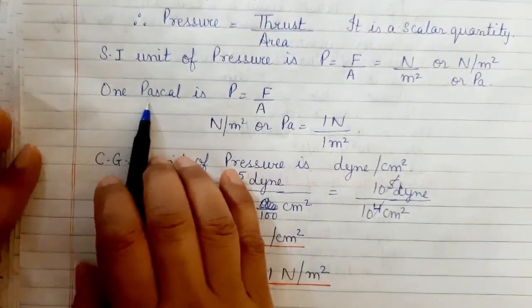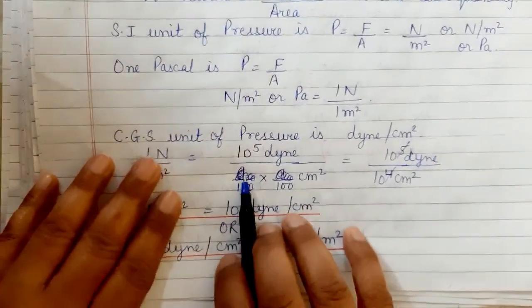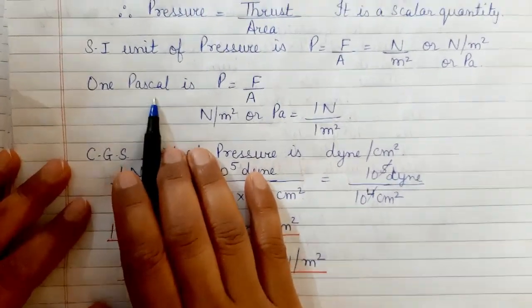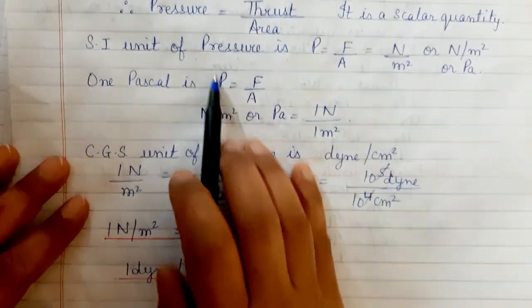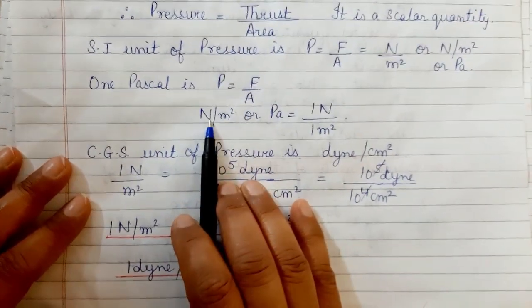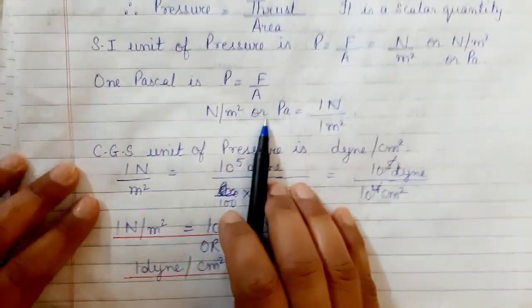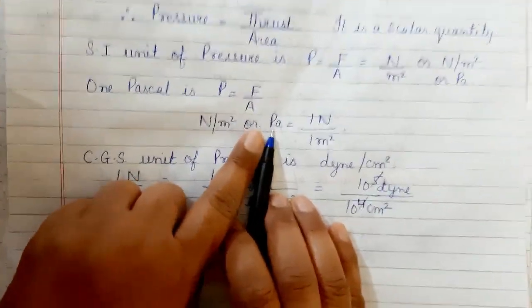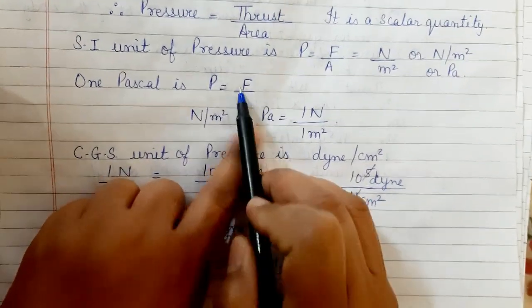Okay, now let us define 1 Pascal. If you want to define 1 Pascal, there's no need to mug up. First, you use the formula for pressure, that is thrust upon area. And we know it is equal to Newton per meter square or Pascal. How to define Pascal? We will look at this and this simultaneously.